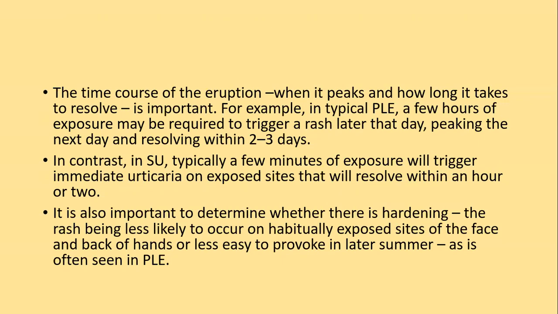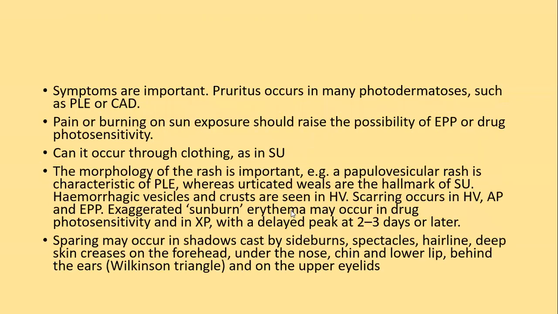It is important to determine whether there is hardening, that is the rash being less likely to occur on habitually exposed sites of face and back of hands, and less easy to provoke in later summer, as seen in polymorphic light eruption. Symptoms are also important. Pruritus occurs in many photodermatoses such as polymorphic light eruption and chronic actinic dermatitis. Pain or burning on sun exposure raises the possibility of EPP or drug photosensitivity. Can it occur through clothing as in solar urticaria?